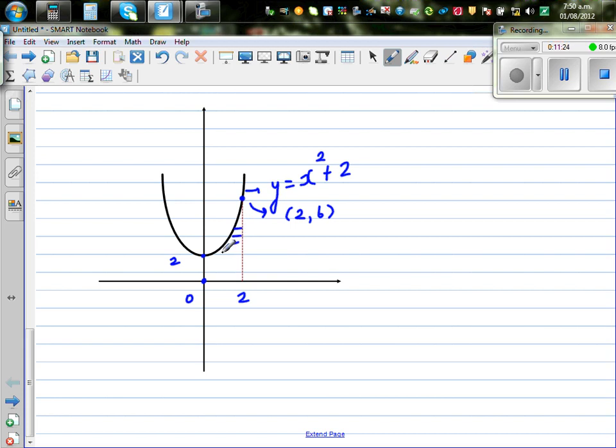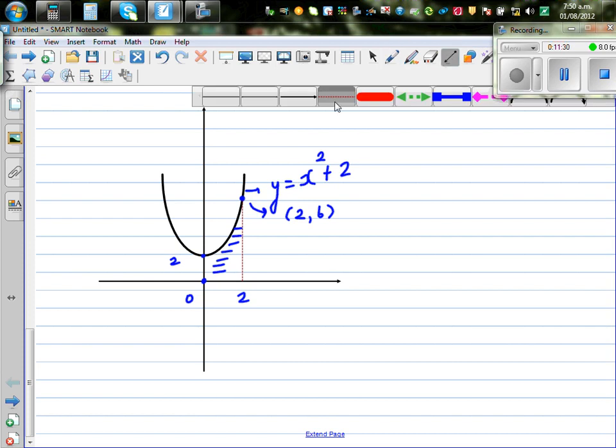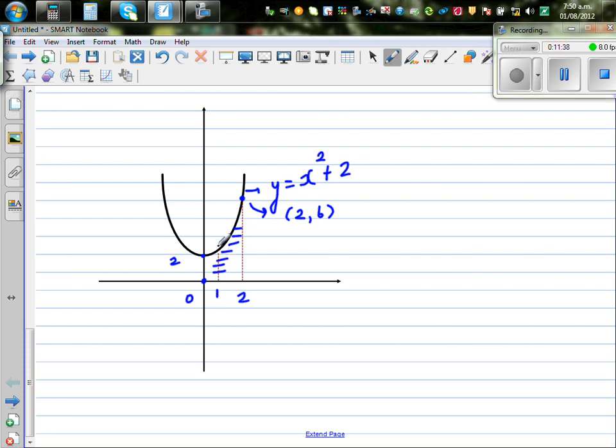Okay, so let me change this. Let me change it from 1 to 2. Suppose we want to find this area. When x is 1, this point is 1 comma 3, am I right? 1 comma 3, and we want to find this area under the curve. Okay, so let me shade this.